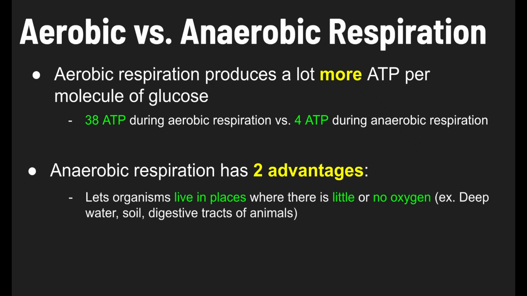One is anaerobic respiration lets organisms live in places where there's little or no oxygen. You may think, what would be examples of that? So if you're in deep water, like out deep in the ocean, there's not going to be very much oxygen available. If you're in deep soil, not going to be a whole lot of oxygen available. And also in the digestive tract of animals. So like in your intestines and your stomach, it's going to be a place of low oxygen. So various organisms, bacteria, and so forth can live in these sorts of environments because they're able to do anaerobic respiration. So that's an advantage that anaerobic respiration has over aerobic.